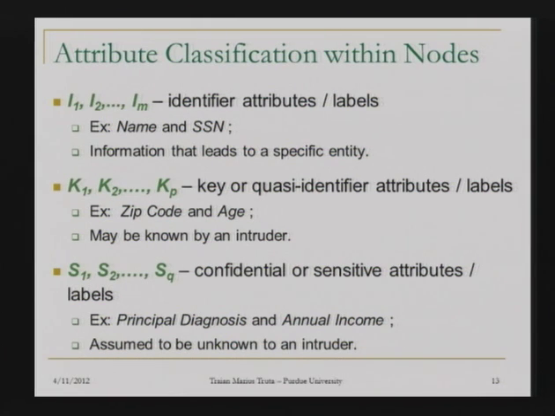Within every node, we allow attributes, which can be name, social security number, zip codes, diagnosis, income, and so forth. Those attributes are classified into 3 categories. The identifier attributes, which always must be removed from a masked social network. Then key or quasi-identifier attributes, which were in our previous example, zip code, age, as well as gender. Those are kept usually in a modified format in the masked social network.